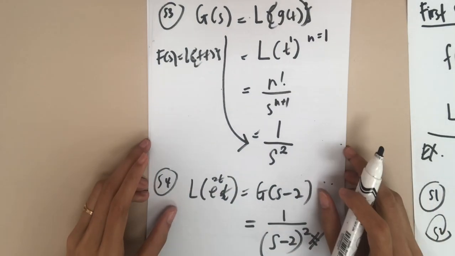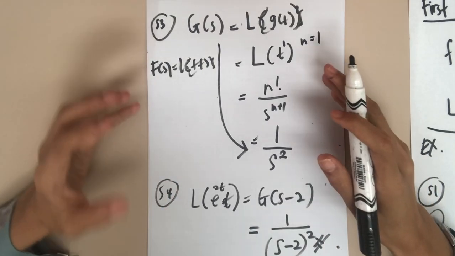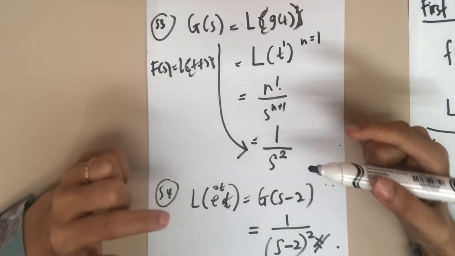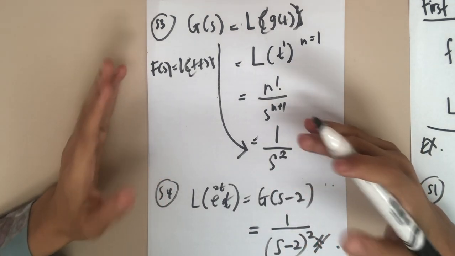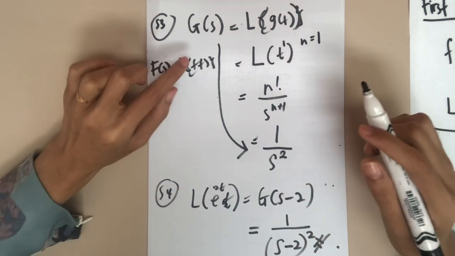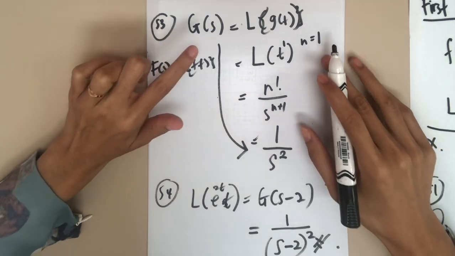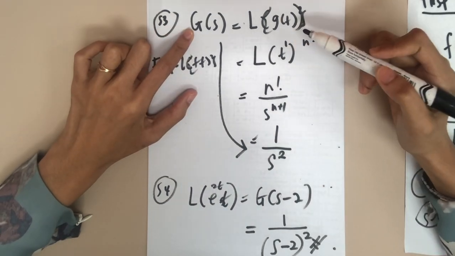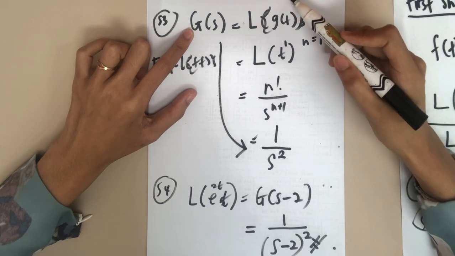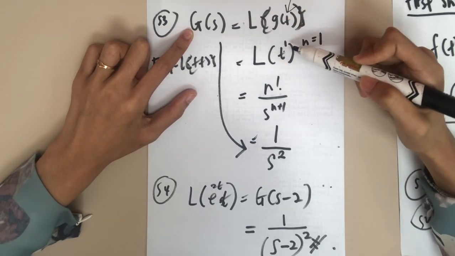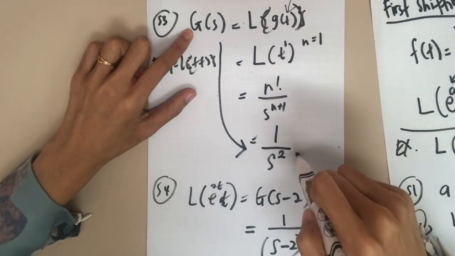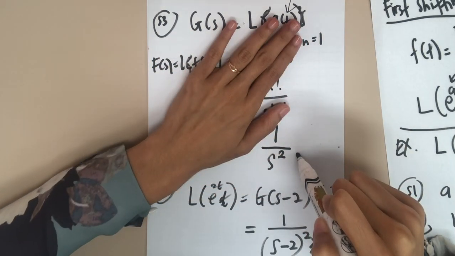So now step number 3, we want to find our G(S), because G(S minus 2) and G(S) are related to each other. So now we want to find G(S) first. G(S) is the Laplace transform for g(t). Just using the table, you substitute what your g(t) is first. So now it is t power of 1, so using the table you get this answer.